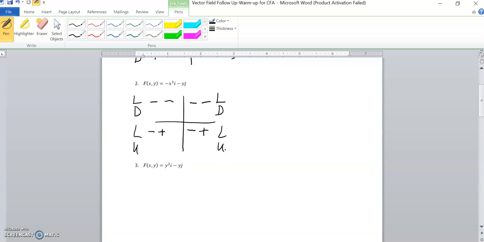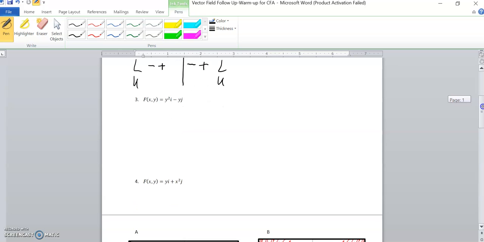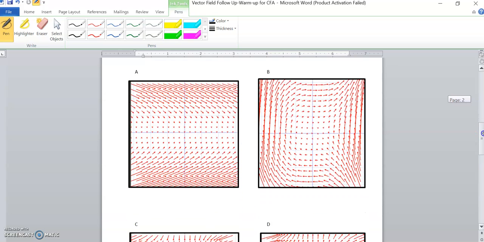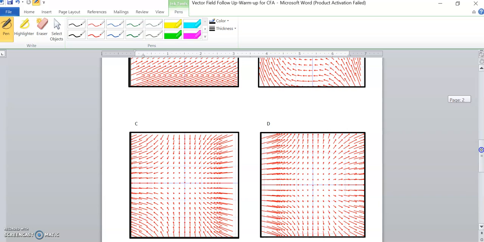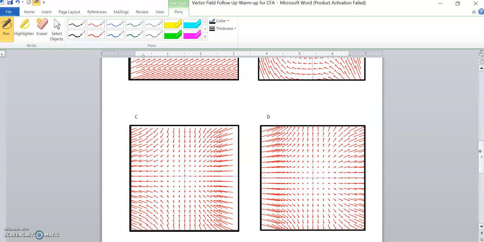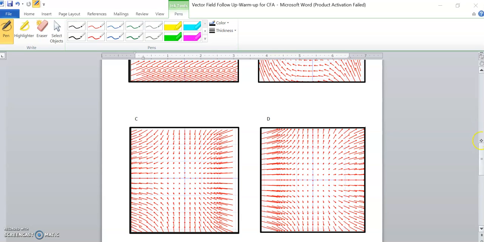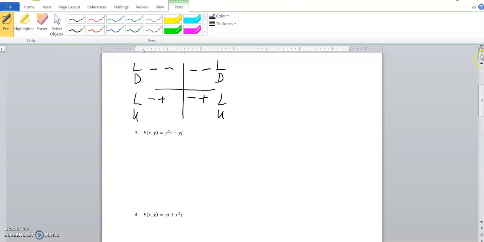So let's look for a graph on page 2 where everything points left, and then they all kind of converge towards the axis, right? Because the top is pointed down, the bottom is pointed up. Well, we know it's not D because we already answered D. Oh, everything's pointed left. Okay. Well, it's not A. It's definitely not B. Well, let's look at C to make sure. C, everything's pointed left, and the top's pointed down, and the bottom's pointed up. So the answer for number 2 is C.